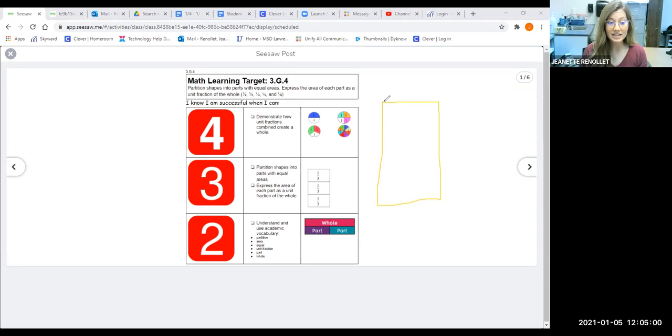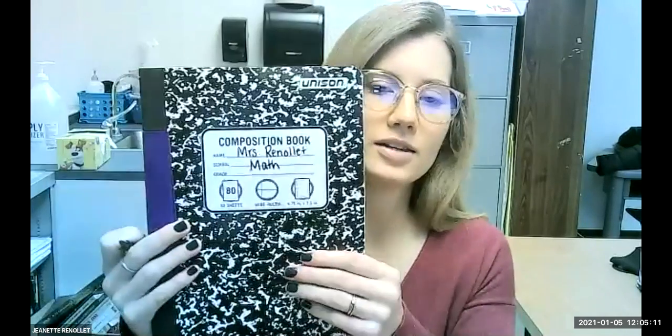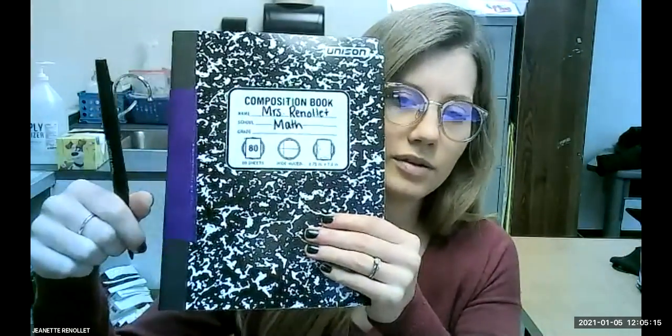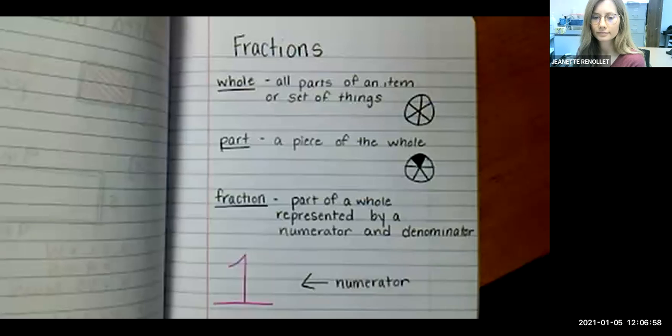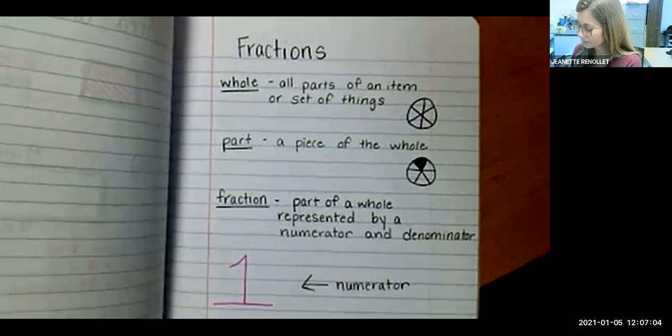Today we're going to practice, and the first thing we're going to do is take some notes in our notebook. So right now, students need to get their math notes with the purple tape and a pencil ready to take some notes. Go ahead and get that, please. In our notebook, we want to start with our notes that we took yesterday.